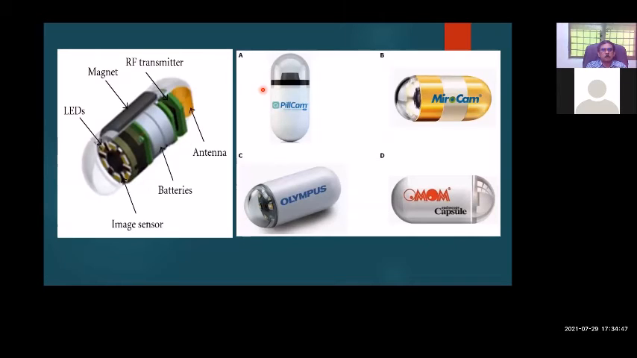Okay, these are the various components of the contents of the capsule: image sensor, batteries, antenna, transmitter, radio frequency transmitter, a magnetic strip, and also LED lights. These are the various marketed capsules that are available in the market today.